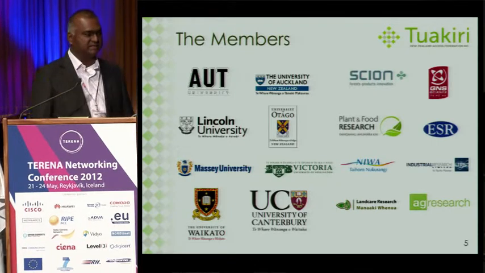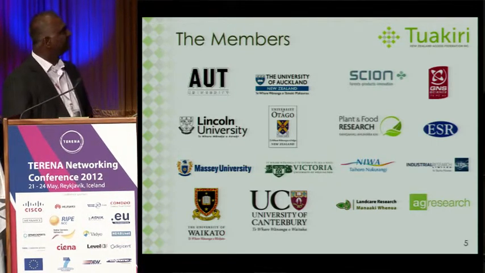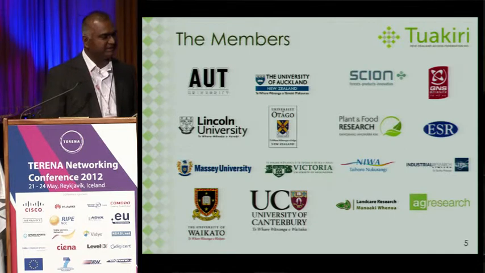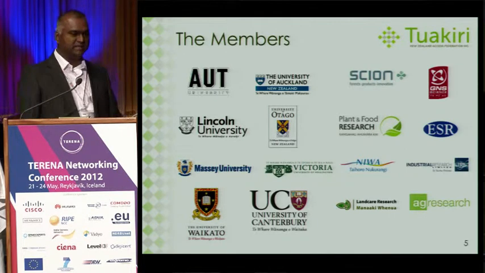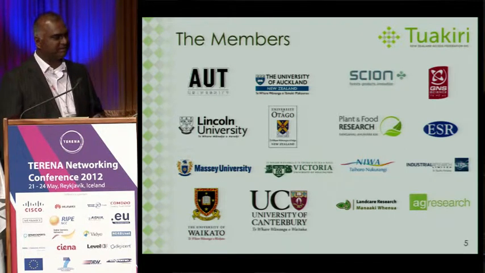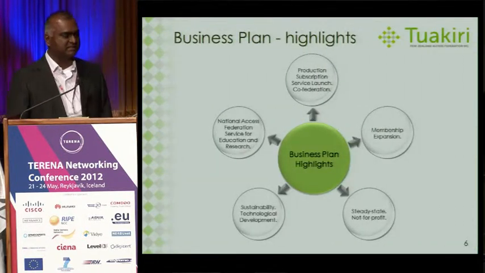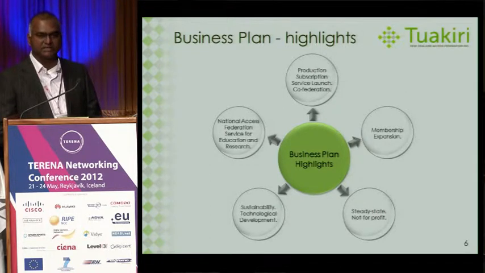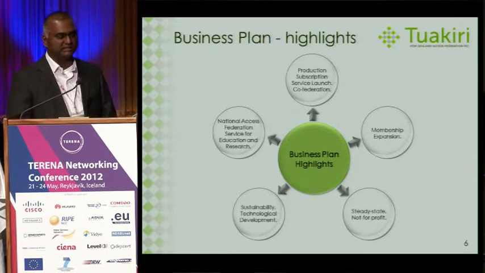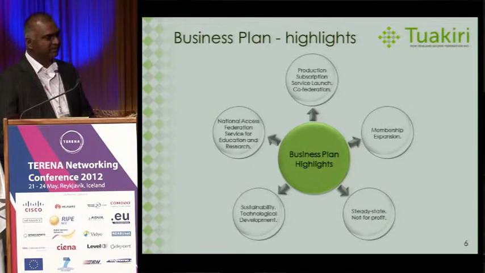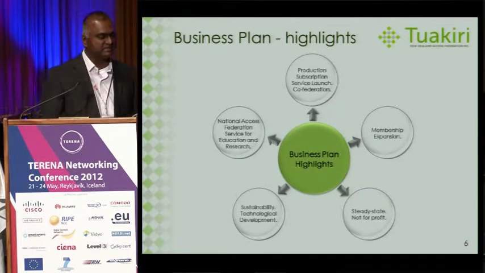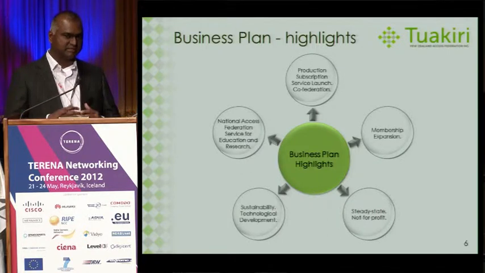What you see up here on your right are the Crown Research Institutes in New Zealand. There are 8 of them, and on your left are the 8 universities in New Zealand. These are the 16 institutions that are members of Tuakiri at the moment. The projections are that we will take the service into the polytech sector, where we have 20 polytechs and 3 other cultural institutes. We have a clearly defined business plan to grow the service, very much about establishing the service and taking it out to the community.